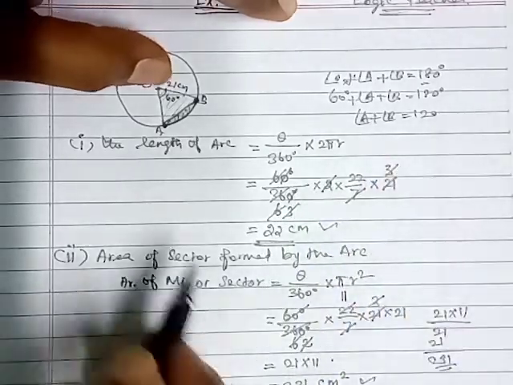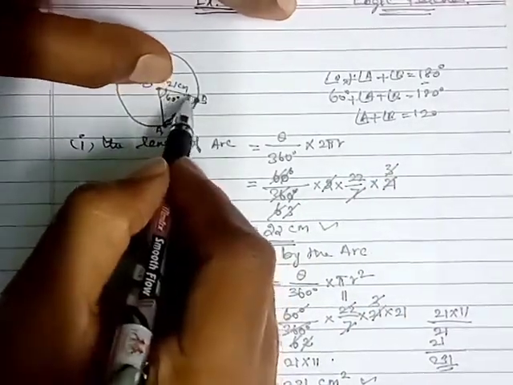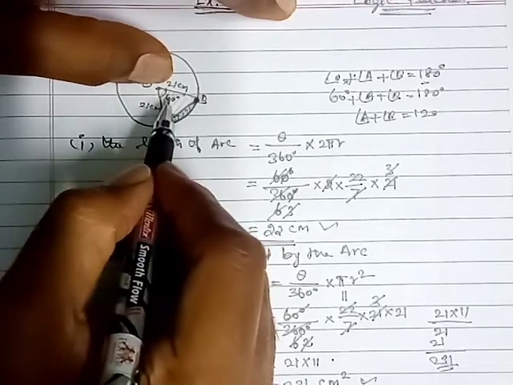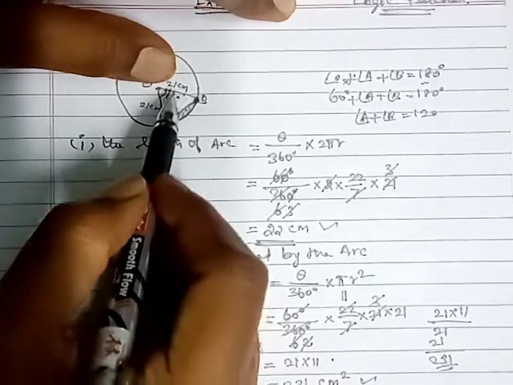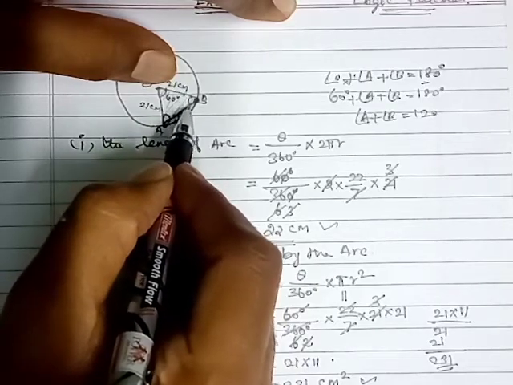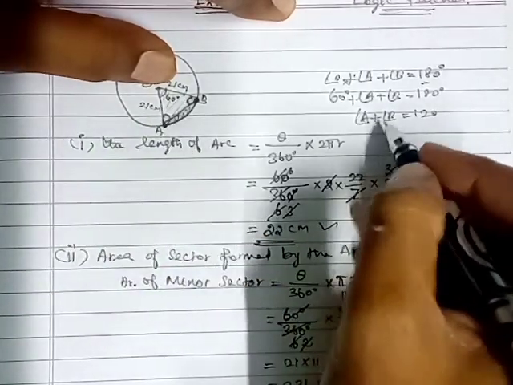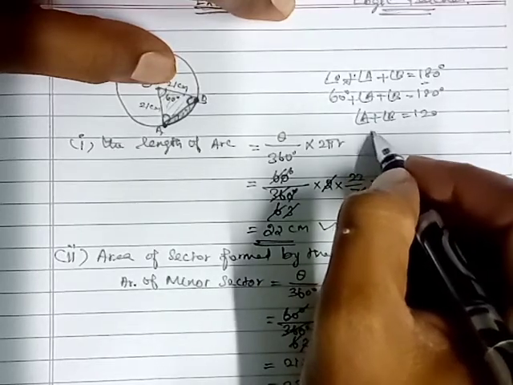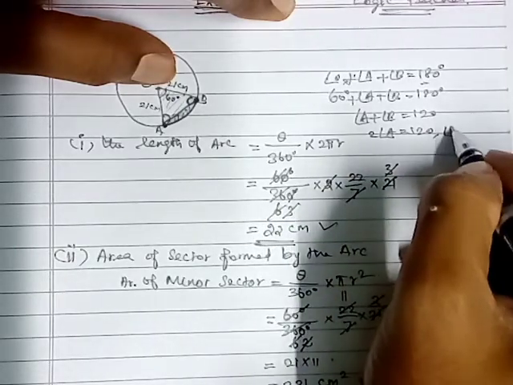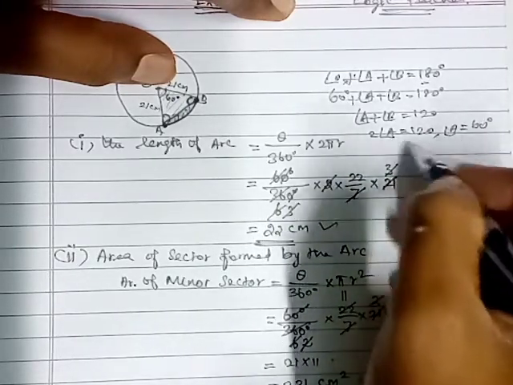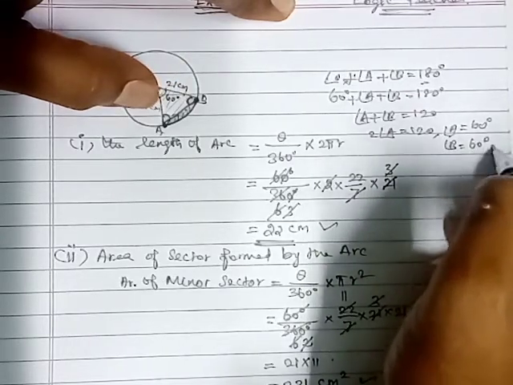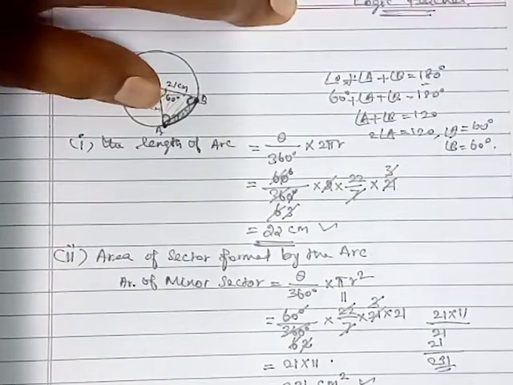These two sides are equal, right? 21 centimeter. If two sides are equal in a triangle, the opposite angles are equal. So angle A and B are also equal. So 2A is equal to 120, hence angle A equals 60. 120 by 2 is 60. A is equal to B, so angle B is also 60 degree, right? So this is an equilateral triangle.